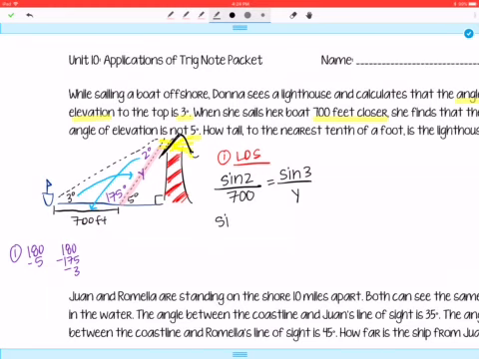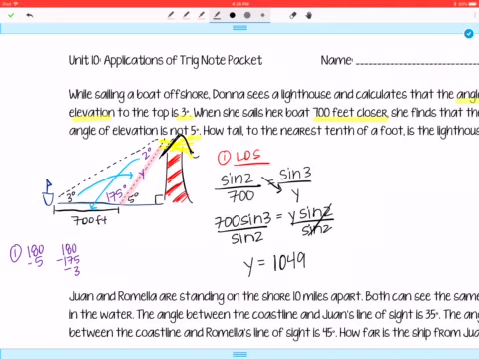When we cross multiply, 700 times the sine of 3 equals y times the sine of 2, and then we're going to end up dividing both sides by the sine of 2 to isolate y. And I get that that side is 1,049.7 feet so far.